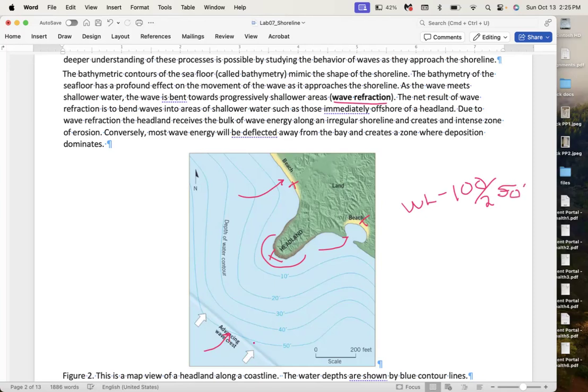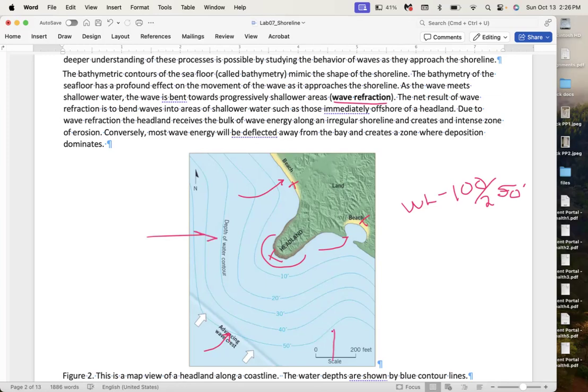So since the waves are reaching the bottom, these are subsurface contours along the bottom, since they're reaching that at 50 feet, then the wavelength would have to be 100 feet. And so as it does this, it starts to slow down here. And over here, the wave is speeding up.